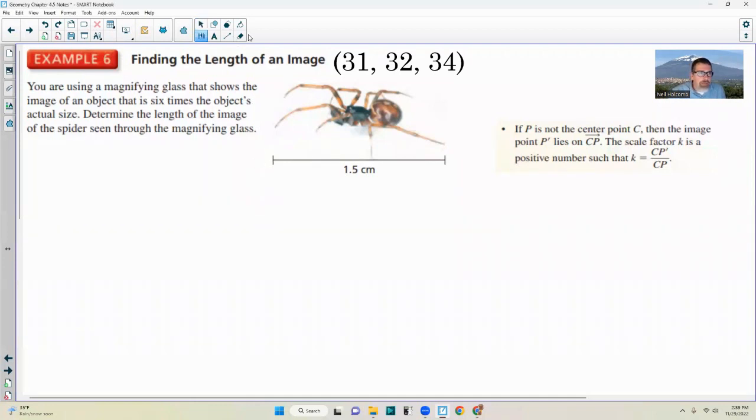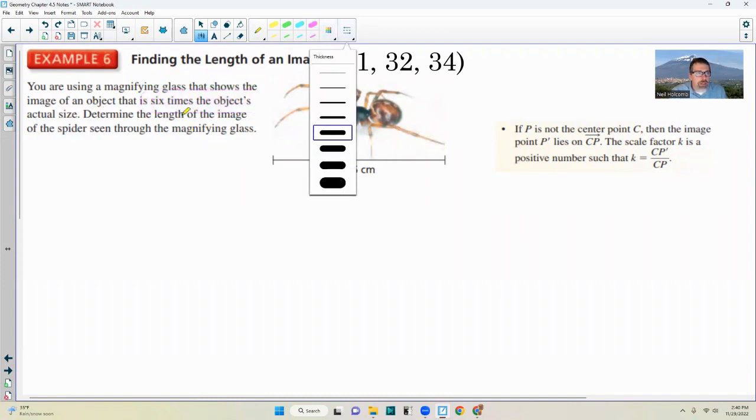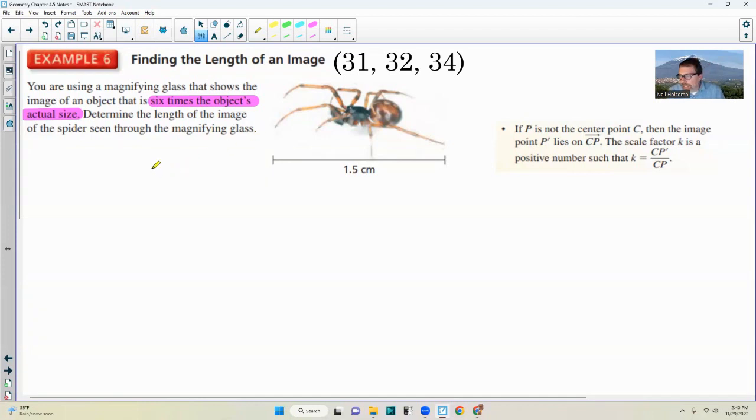Okay, example 6. Let me get my highlighter, and I'll use, I don't know, purple this time, or whatever that color is. Example 6, finding the length of an image. You are using a magnifying glass that shows the image of an object that is 6 times the object's actual size. 6 times. Let's go to here. 6 times the object's actual size. Determine the length of the image of the spider seen through the magnifying glass.